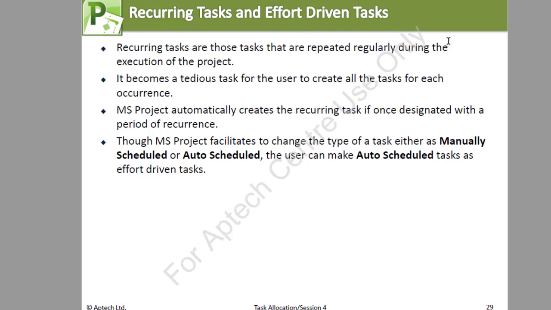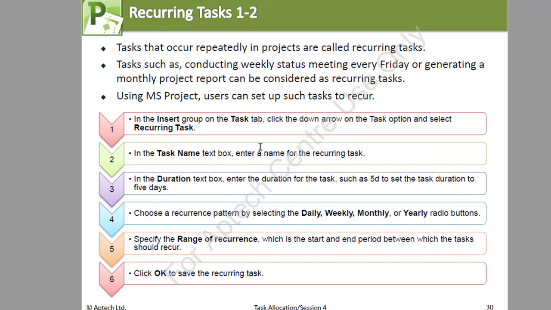Recurring tasks and effort-driven tasks. Now, a recurring task is a task that is repeated regularly through the execution of the project, and it becomes a tedious task for the user to create all the tasks for each occurrence. MS Project automatically creates the recurring task once it is designated with a period of recurrence. Though MS Project facilitates changing the type of task either as manually scheduled or auto-scheduled, the user can make auto-scheduled tasks as effort-driven tasks.